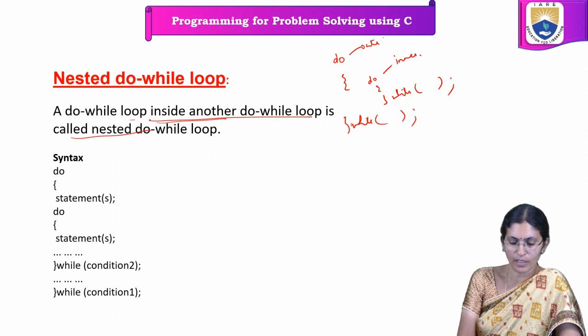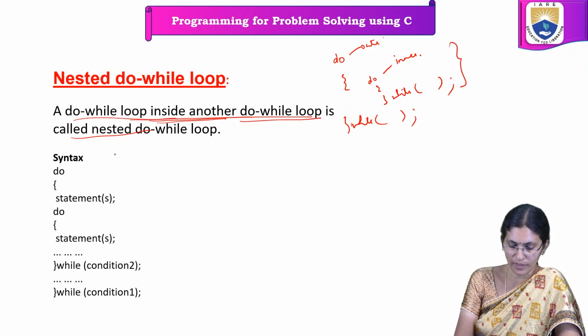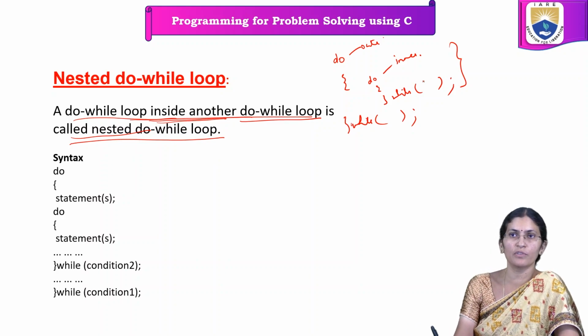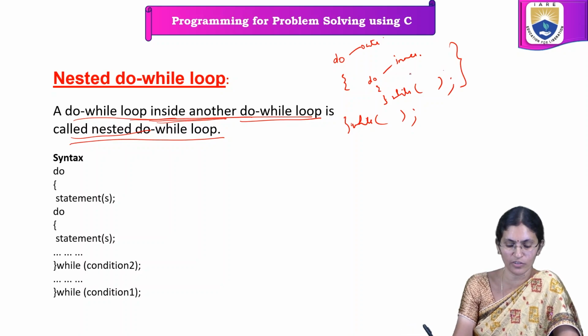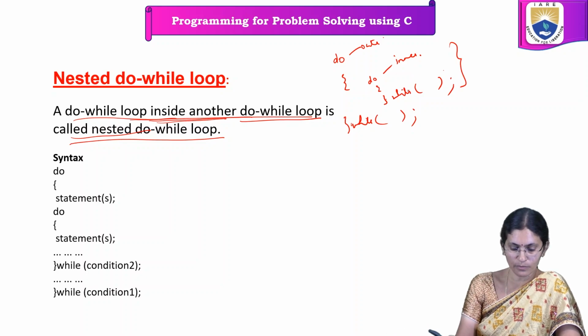A nested do while loop is nothing but a do while loop inside another do while loop. So we can have n number of do while loops. Inside this we can have another do while loop also. That depends upon the complexity of the program which is to be used.